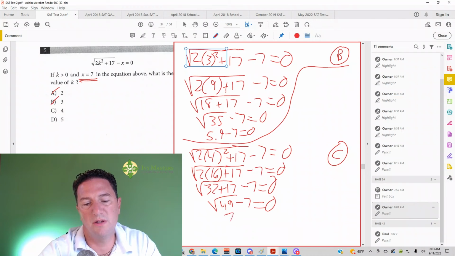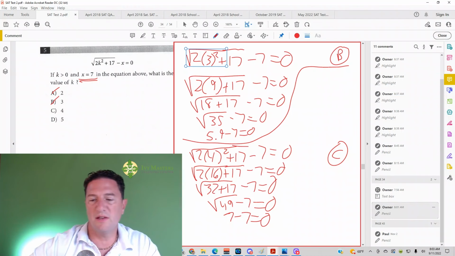And well, the square root of 49, what is it? 7 minus 7, it does equal 0. That is your correct answer.